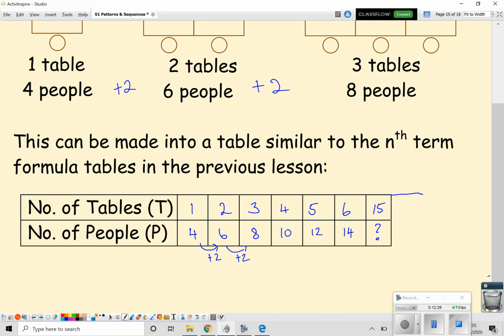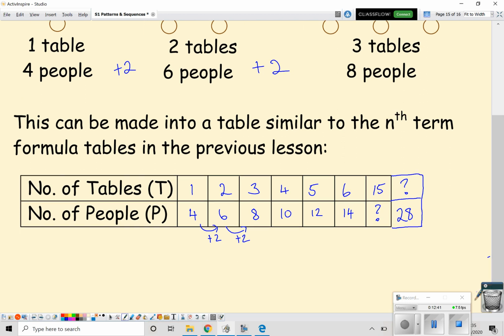Or conversely, I might ask, well, okay, I've got a party of 28 people coming. How many tables would I need for 28 people? So what you want to be able to do for scenarios like this is come up with a formula. And because this is a nice, easy sequence, going up in 2s each time, the formula is found in the exact same way you find a formula for your nth term, just the difference is you have to use the letters T and P.